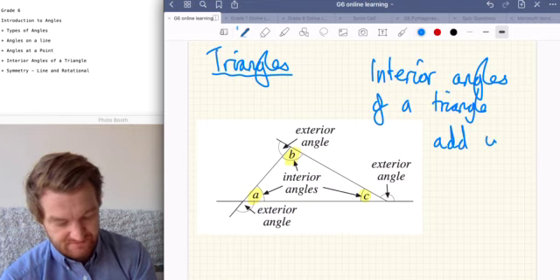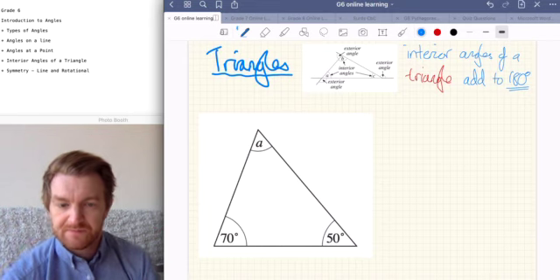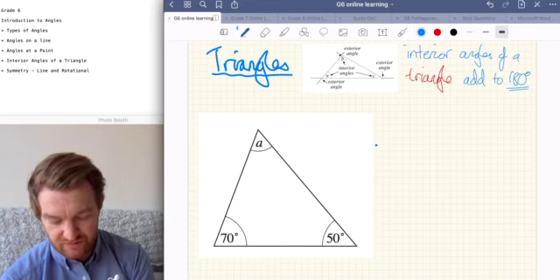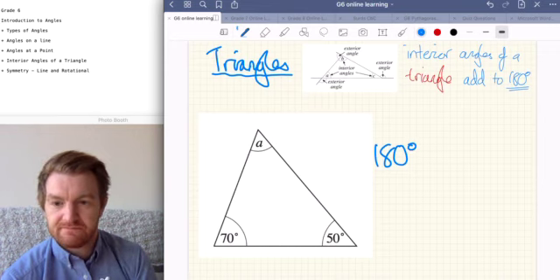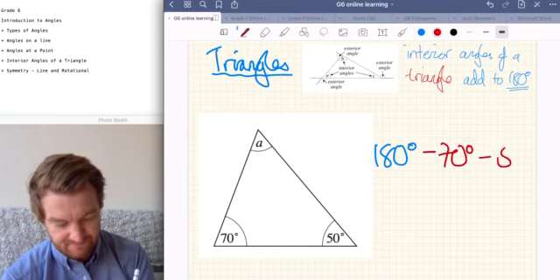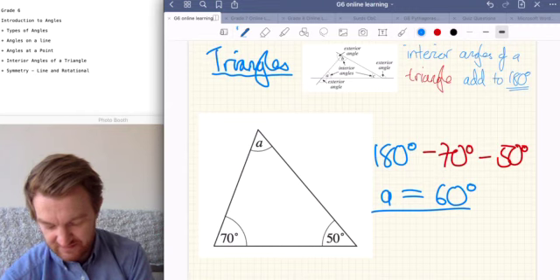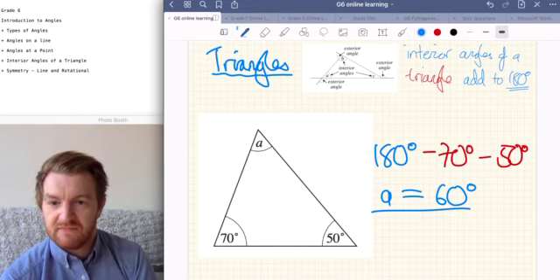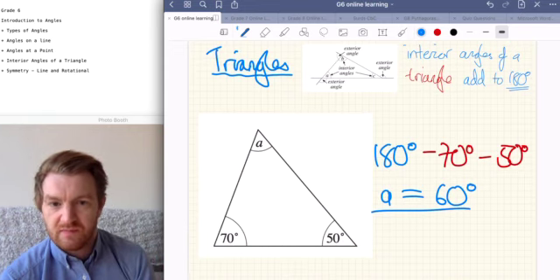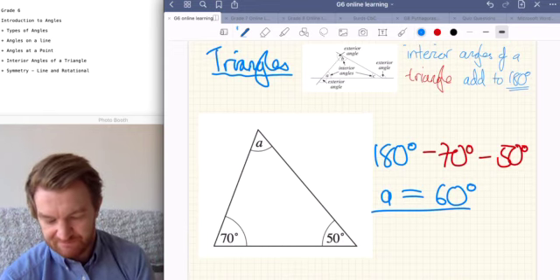So how can we use this? Well, let's just think about this. Remember, this is just for triangles. Other shapes are different. Just like our angles on a straight line, we've got 180 degrees here. If we take away the angles we have, then whatever's left over is our missing angle. So A is 60 degrees. And it's that straightforward. There are more complex questions, but that's pretty much it.